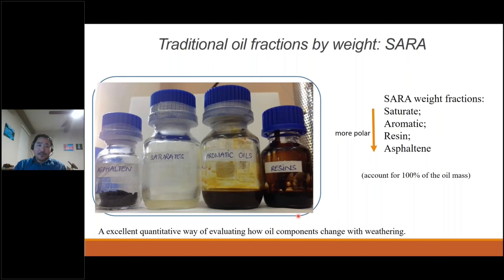And this gives you a picture. You can see the saturates, you don't have color. The aromatics, because of the aromatic rings, have a really dark brownish color, and the asphaltene is almost a solid phase at the end.